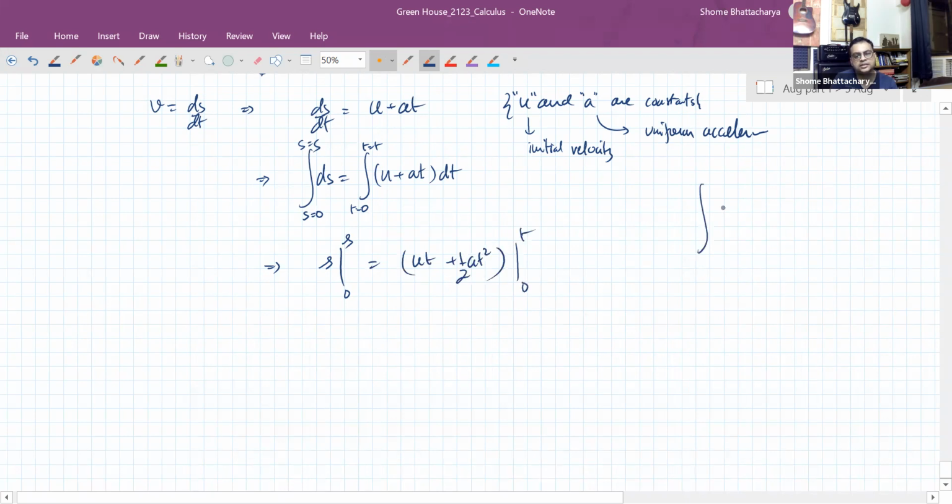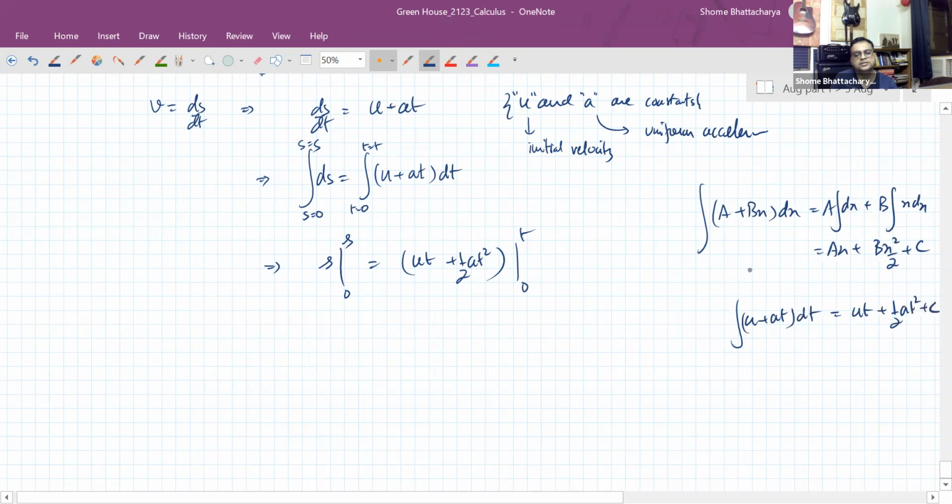This is just like integration of, let's say, a plus bx with respect to x. That becomes ax plus b into x square by 2 plus c. So like that, integration of u plus at will become ut plus half at square plus c as an indefinite integration. Now we are putting the limits on this. So on putting the limits, we get the second equation of motion, that is s is equal to ut plus half at square, which gives us the instantaneous displacement as a function of time.